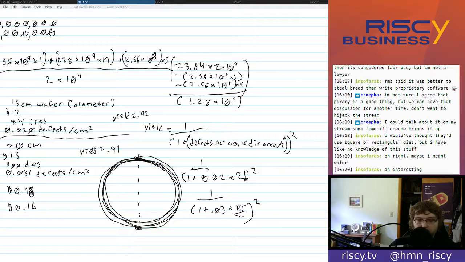So 1 over 1 plus 0.02 times 2.1, and then we need to square all that stuff on the bottom. So the yield still comes out to be 0.92. It's 0.92101 blah blah blah. So 0.92 is the yield.